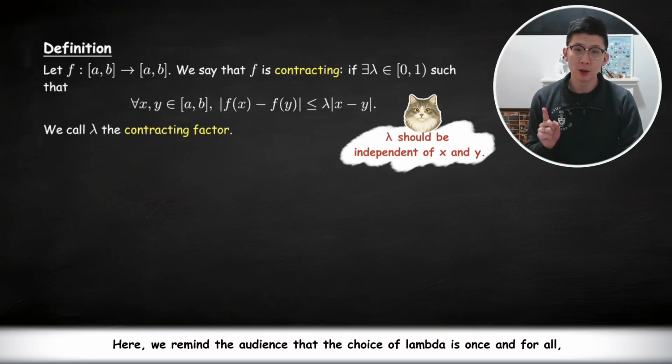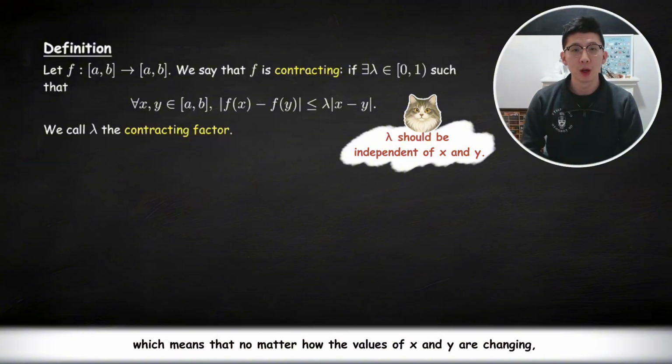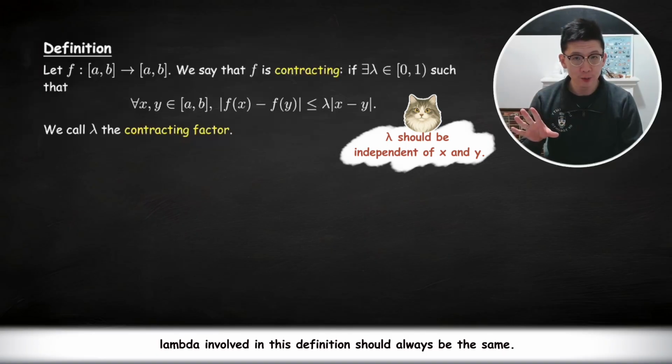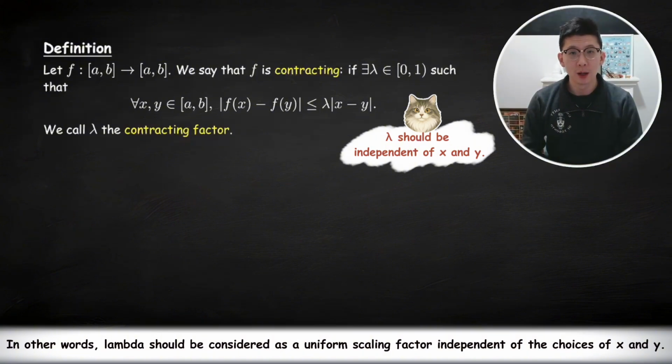Here, we remind the audience that a choice of lambda is once and for all, which means that no matter how the values of x and y are changing, lambda involved in this definition should always be the same. In other words, lambda should be considered as a uniform scaling factor independent of the choices of x and y.